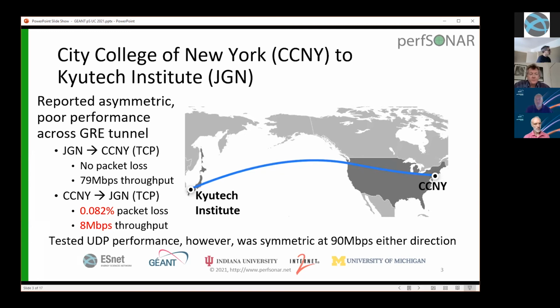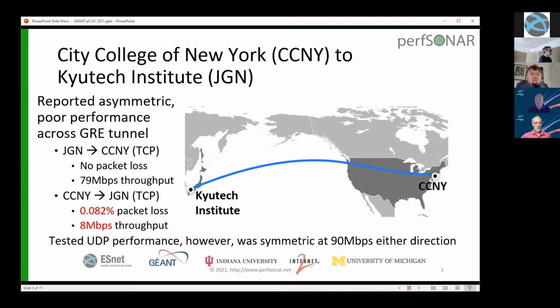And testing back the other way from CCNY to JGN, they were noticing a pretty consistent 0.082% packet loss, and they were only getting about 8 megabit of throughput. And that was actually about the best performance they saw. Typically, it was slightly worse than that.